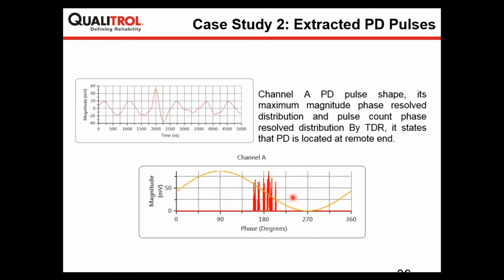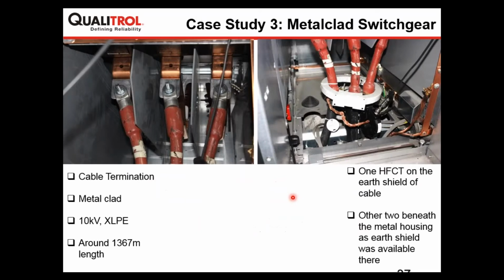So this is the example where you have huge noise and the system was able to detect partial discharge and extract that activity out of that noise. The last case study which you are seeing here is the example of a 1300 meter cable length, around 10 kV, which is actually a 10 kilovolt cable network.